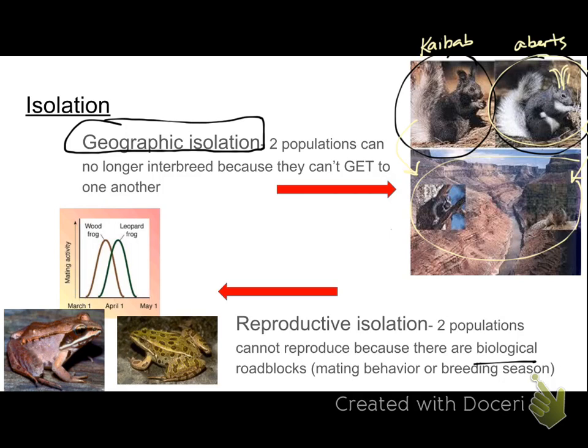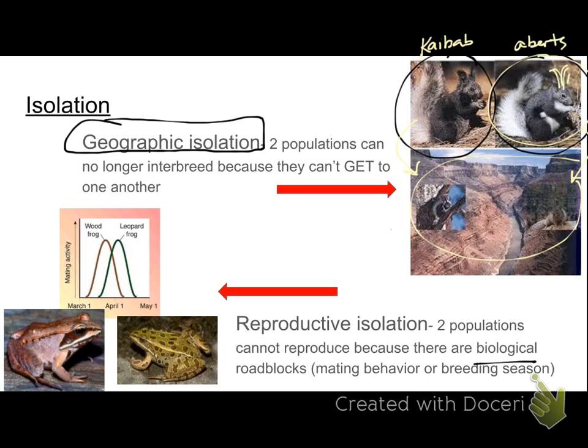If what you think is mating behavior, she thinks is prey behavior, and you do your little mating dance in front of her and she kills you, that's a biological roadblock. It can happen.